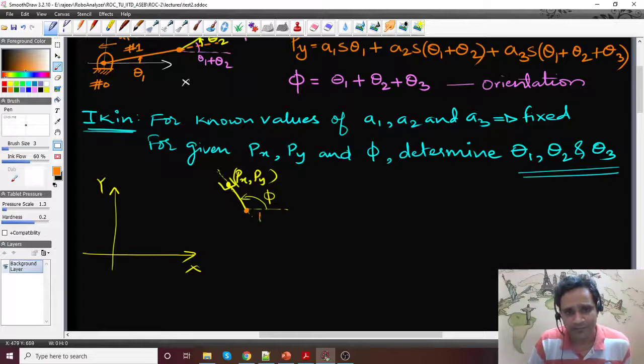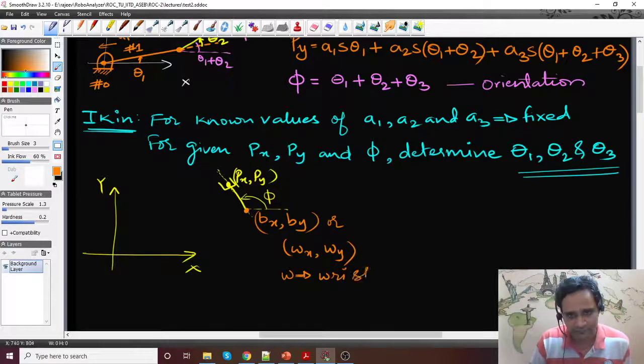Now what will be these terms? I can call it as bx, by, or in some textbooks it is also written as wx and wy. Why w? Because w stands for a point known as wrist, like our hand wrist. Some textbooks have this convention. They call this as point P and this as point W. That's fine, whatever you want to use you can use. Now this length is a3, that is what is given to us. So we walked back and we have reached there.